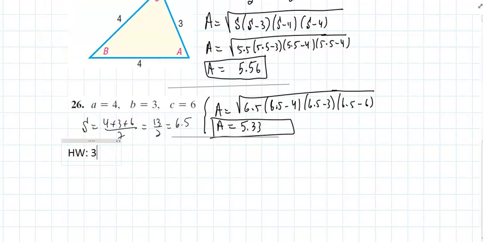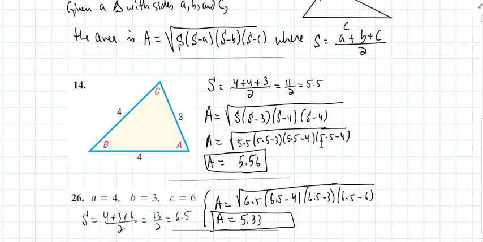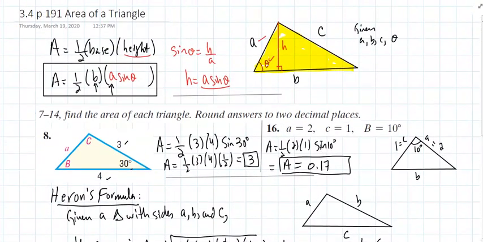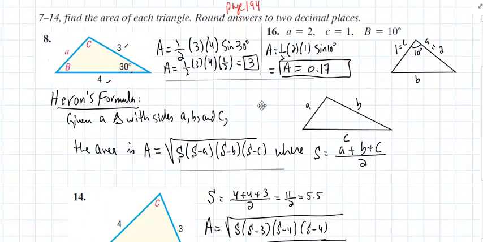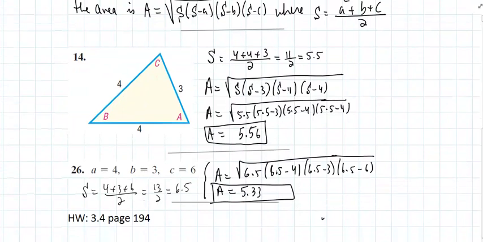The homework on this section, this is 3.4 on page 194. Oh, I forgot to give you a page number, didn't I? With all the excitement. So this is on page 194. And I'd like you to do numbers, let's go 7 through 25, every other odd. That should be more than sufficient.